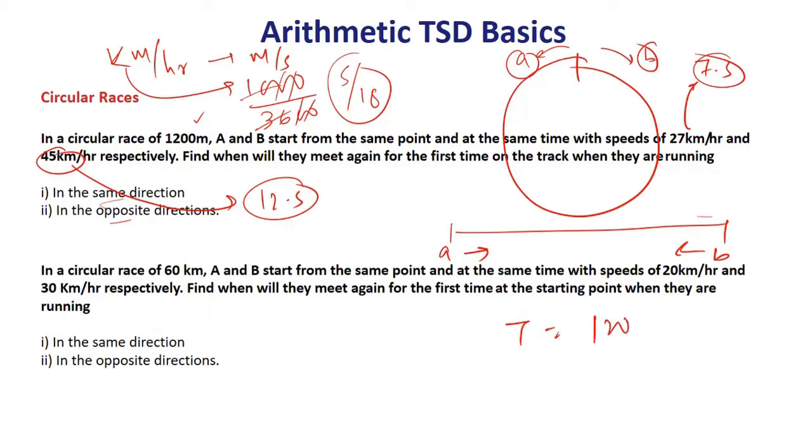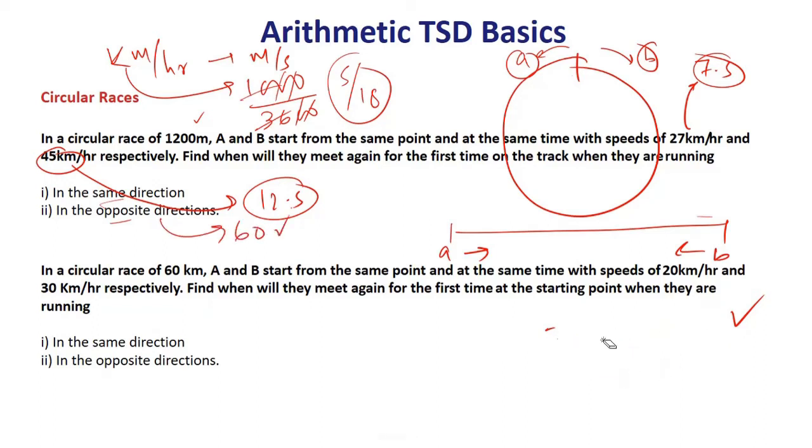So 1200, since they are moving in opposite directions, towards each other, the speeds will add up: 12.5 and 7.5, so 20. So 1200 upon 20 is 60. When they are moving in the opposite direction, 60 seconds is the answer. 60 seconds it will take.